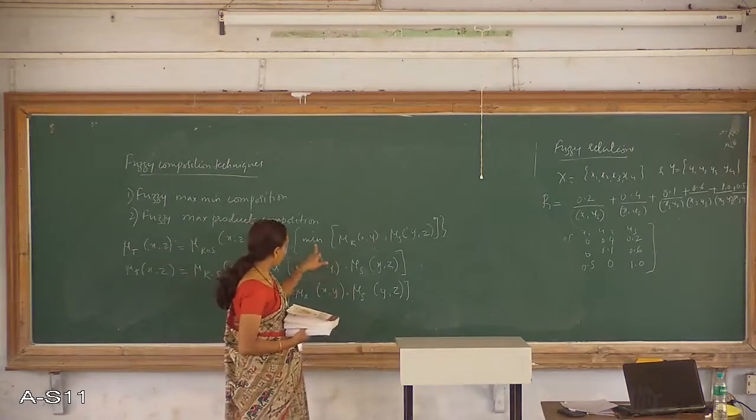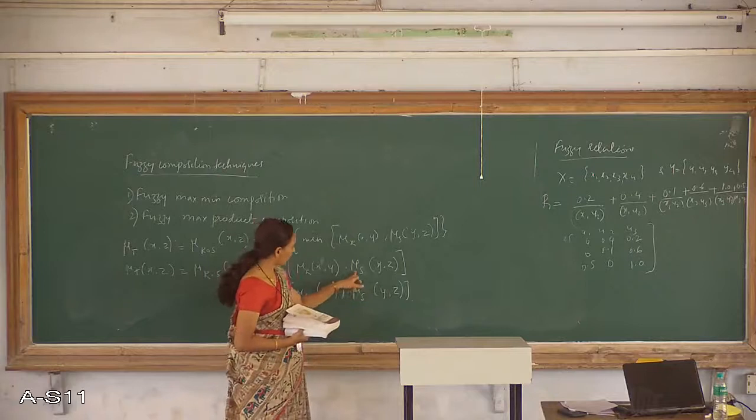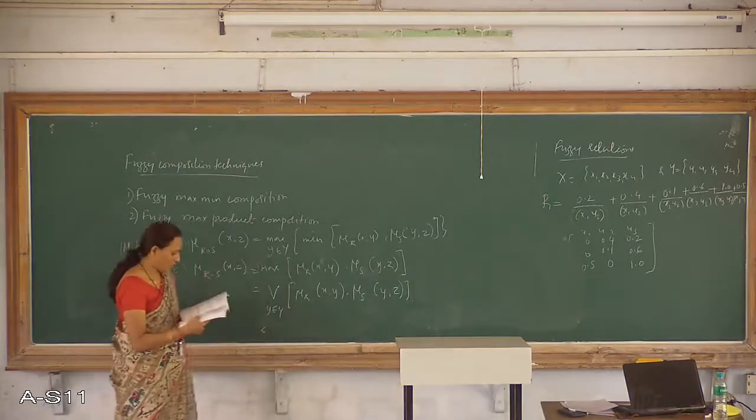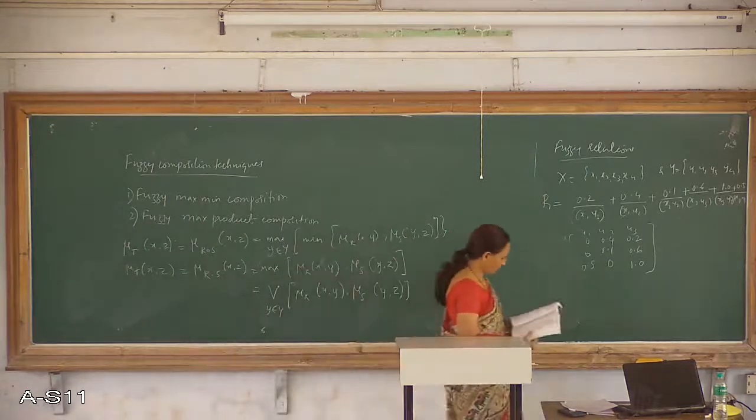Okay, here it is, minimum. Here it is just a product rule, mu S of yz. So I just multiply them and keep the values. When we go through the problems, it will be very clear. We will take the first problem.